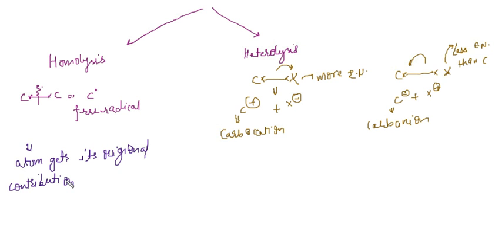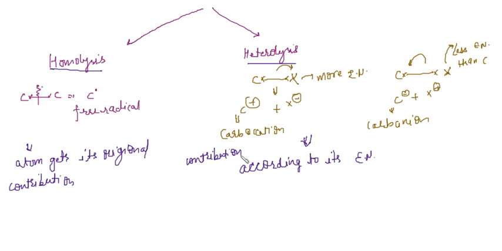Now in heterolysis, the formation of carbocation or carbanion depends on electronegativity. In homolysis there is a formation of free radicals, and the atom gets its original contribution. In heterolysis, the atom does not get its original contribution; it gets a contribution according to the electronegativity difference. Now homolysis is found in non-polar solvent and in the presence of light.